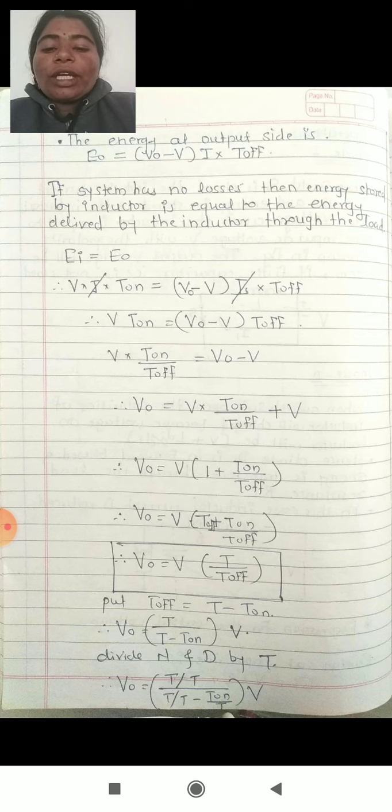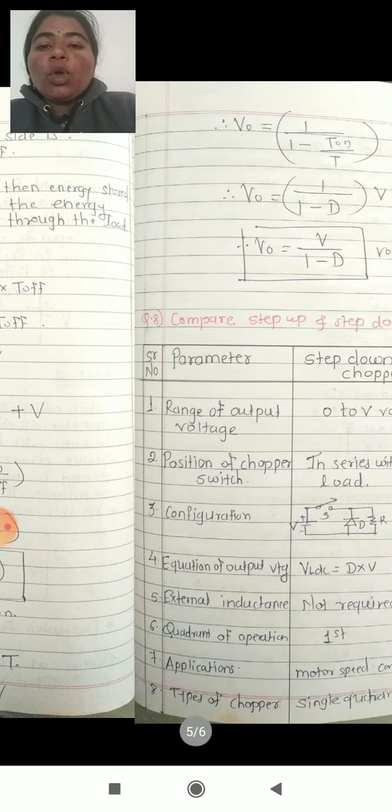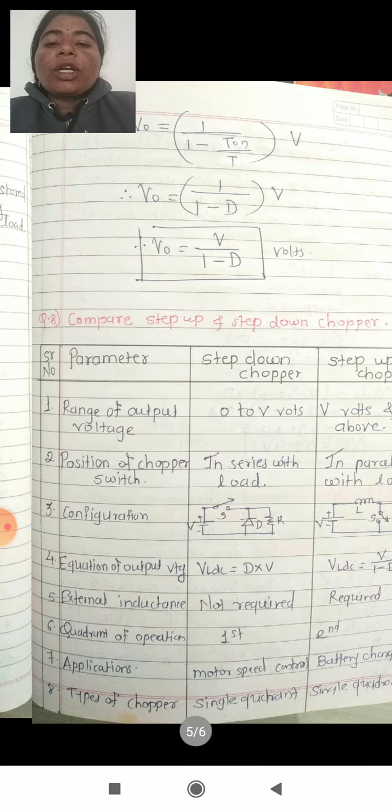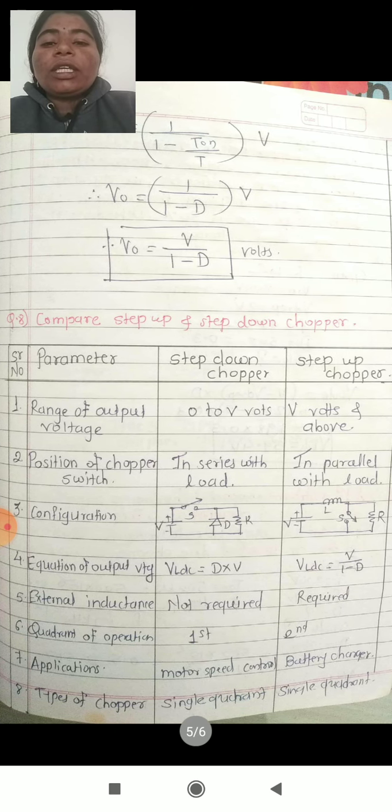Divide numerator and denominator by T. You will get T by T into T by T minus T on upon T into V. Now see here what happened. V out is equal to 1 upon 1 minus T on upon T. And here we know T on upon T is nothing but your duty cycle. Put this value, you will get V out is equal to 1 upon 1 minus D into V, and it is measured in the voltage V upon 1 minus D. This is the final equation for V out in the step up chopper.